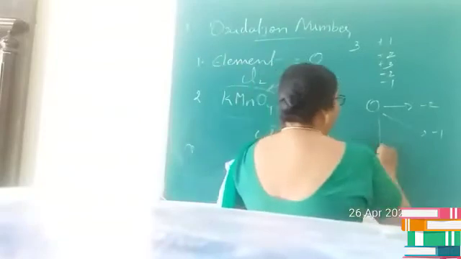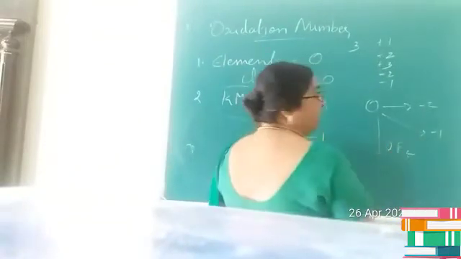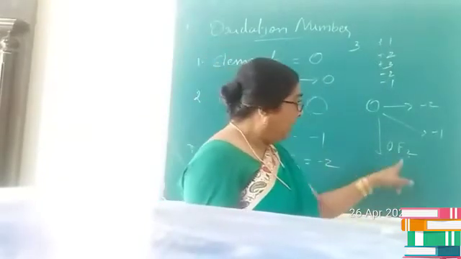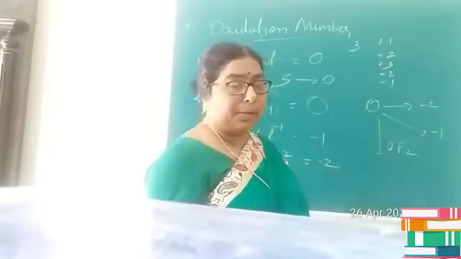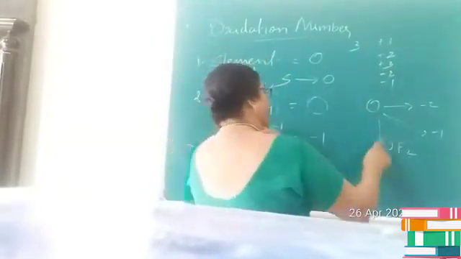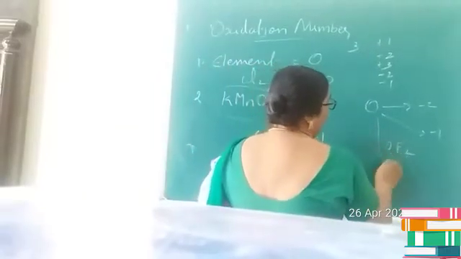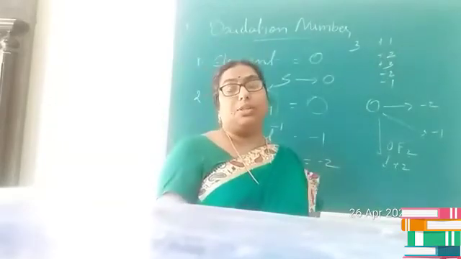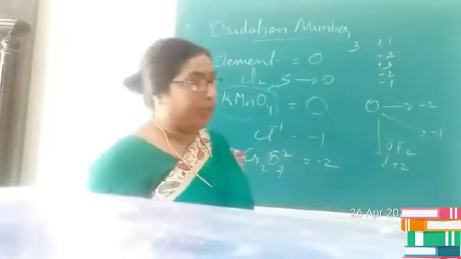And in OF2, you know that fluorine is the most electronegative element. This you are studying in chapter 3. So you know that fluorine is the most electronegative element. Therefore, the oxidation state of oxygen in OF2 is +2. Is it clear? In OF2, oxygen shows the oxidation state of +2.